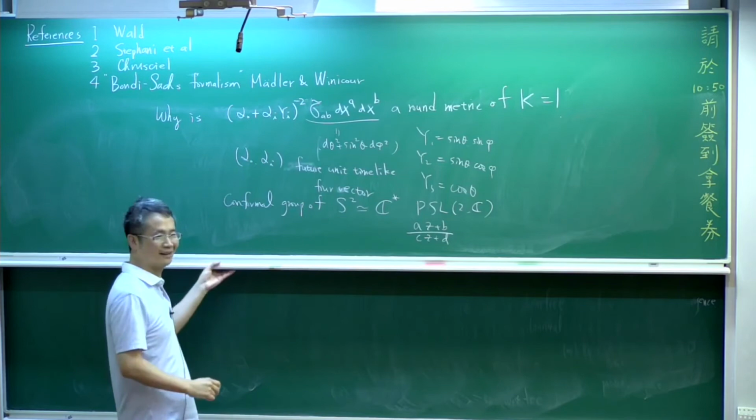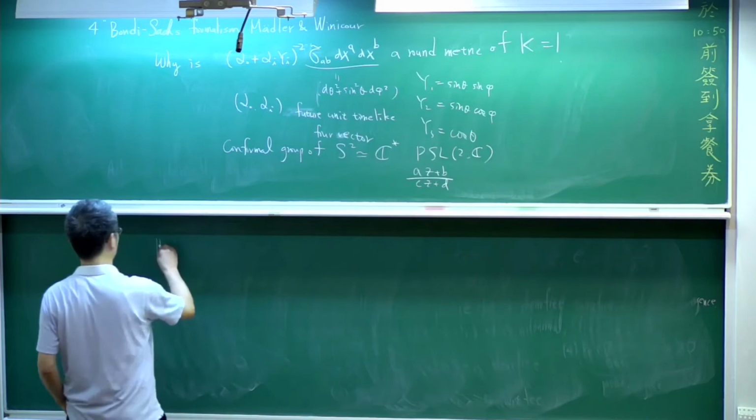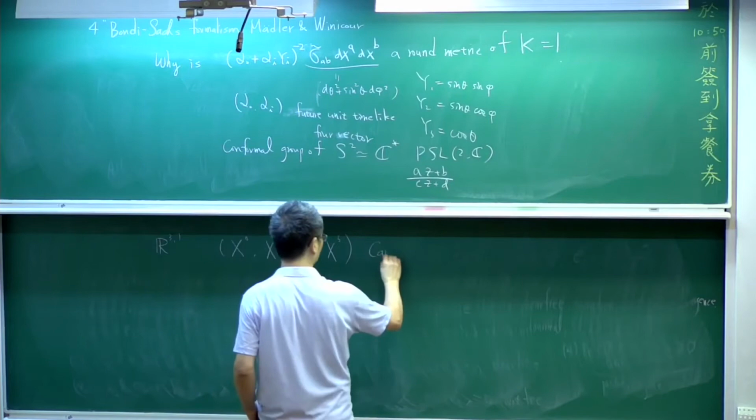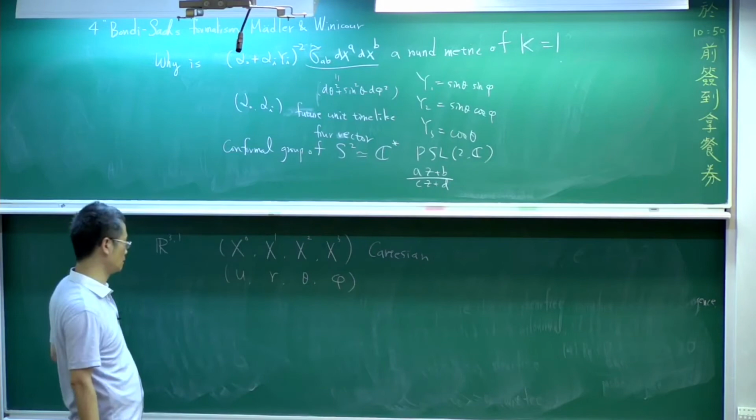But this is closely related to space-time geometry, so I'd like to talk about it. Let's look at R^{3,1}, Minkowski space. I can use one coordinate system, x0, x1, x2, x3, a Cartesian coordinate. But I can also use the u, r, theta, phi coordinates, a spherical coordinate. I can write down the metric. So here are some basic facts.